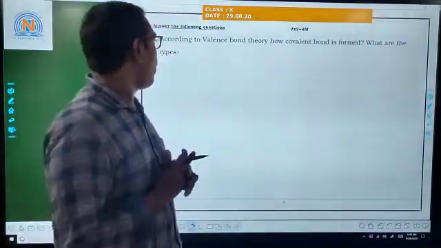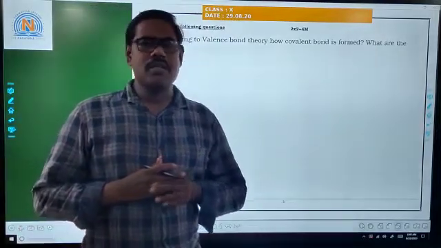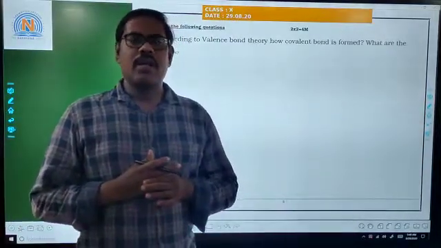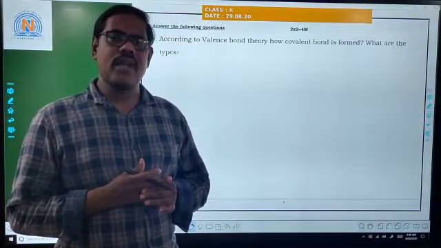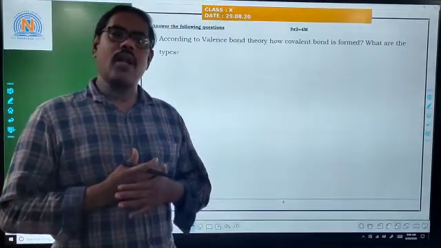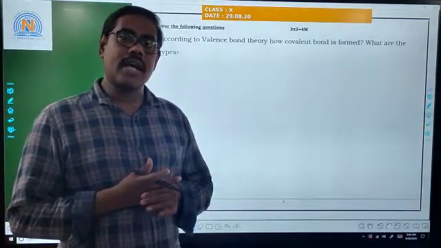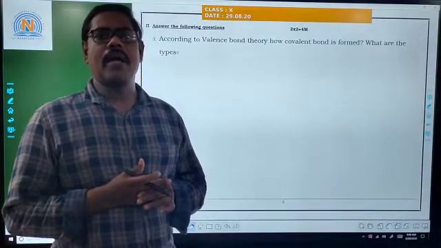And here, what are the types? Here there are two types. One is the sigma bond, second one is the pi bond. The overlapping of the orbitals along the internuclear axis forms the sigma bond. The overlapping of the orbitals sideways, then the resultant bond is called a pi bond.